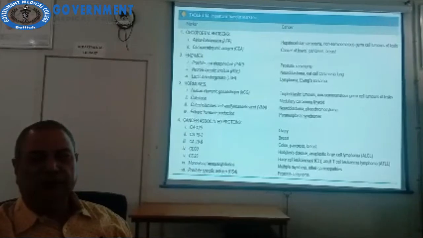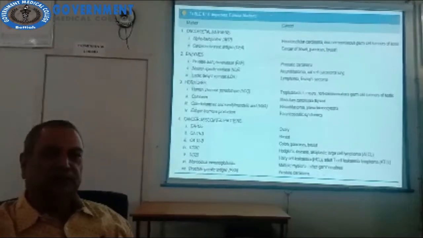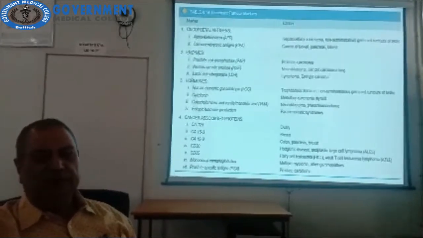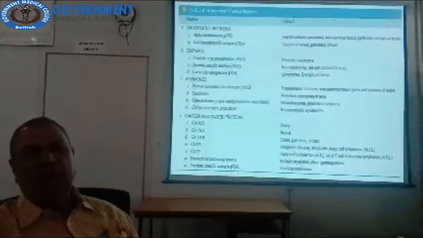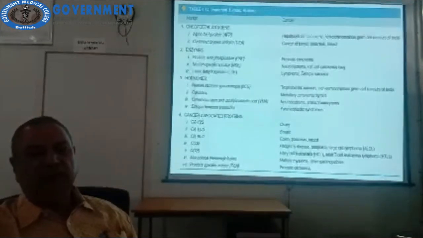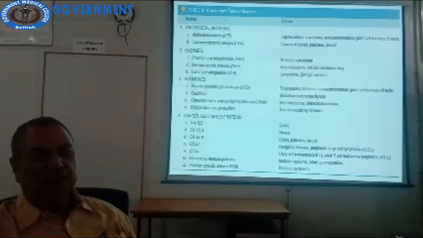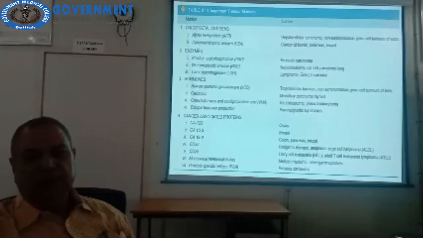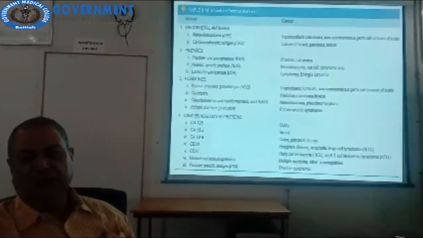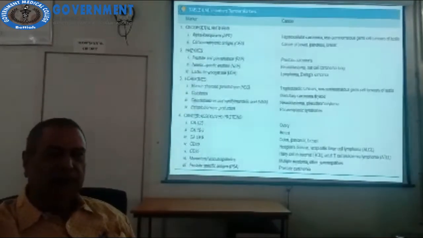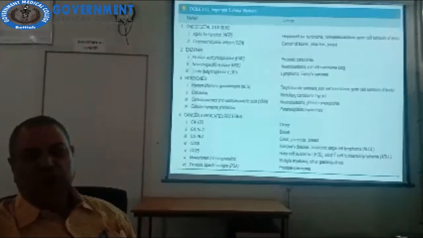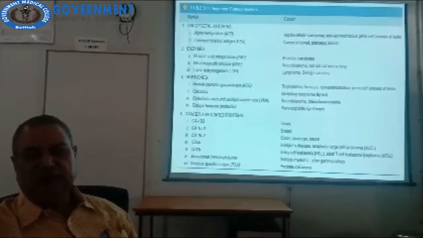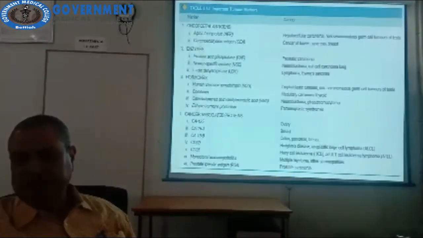also called carbohydrate antigen. Carbohydrate itself is not an antigen, it is a hapten, but on combining with the protein, it becomes an antigen. So these are also called glycoproteins. CA125 for ovarian carcinoma, CA15.3 for breast carcinoma, CA19.9 for colon and pancreas, then CD30 for Hodgkin's disease, CD25 for hairy cell leukemia and T cell leukemia lymphoma, monoclonal immunoglobulins for multiple myeloma, M proteins, prostate specific antigen for prostatic carcinoma.